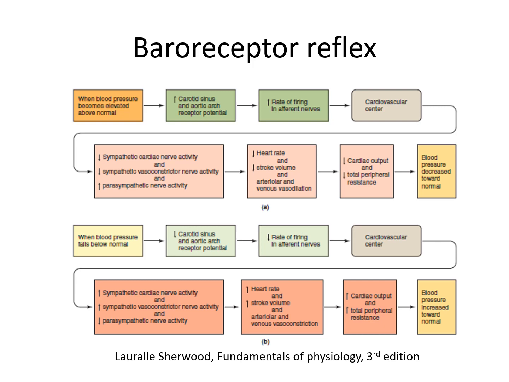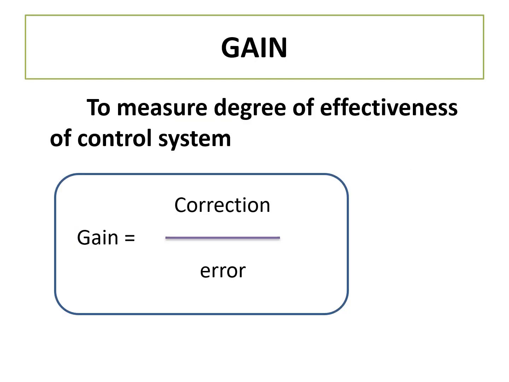We said that negative feedback mechanism works in the opposite direction. When blood pressure becomes elevated, it decreases to the normal level. So this is how the negative feedback system works. So what is gain? Gain is the measure of the efficiency of the control system. Gain is used to measure the degree of effectiveness of the control system. Gain is calculated by correction divided by error.